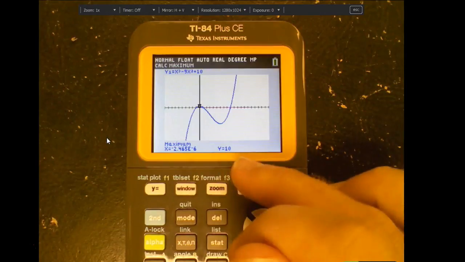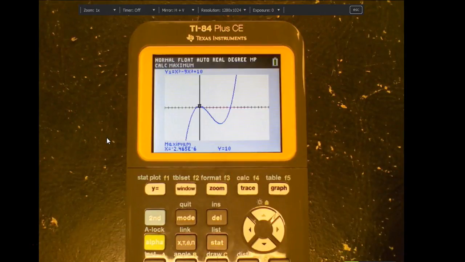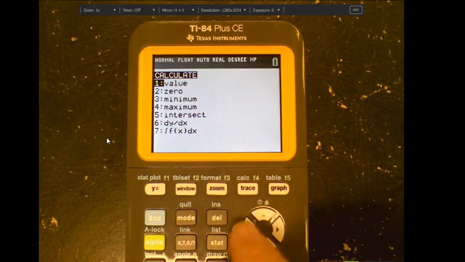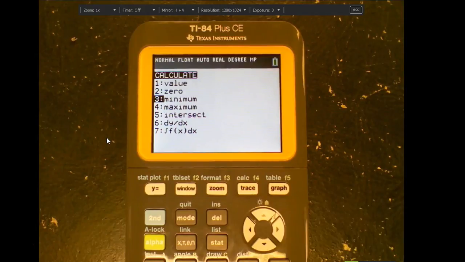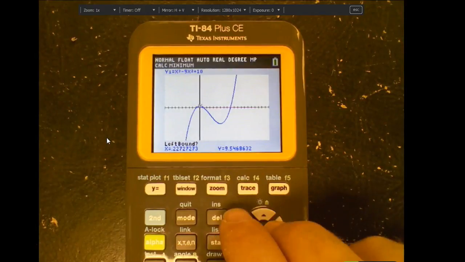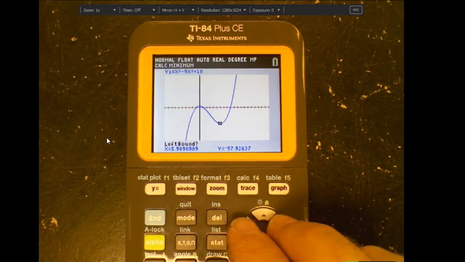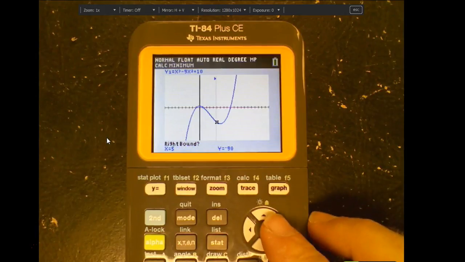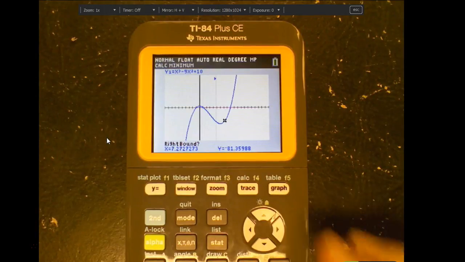So (0, 10) I can see is the maximum point in that area of the graph. I also have a minimum, so if I go back into calc and choose minimum, again, it's going to ask me the same question. I know it's right about here, so it's going to ask me for a left boundary. So I'm going to go left a couple times and hit enter, a right boundary, hit enter.